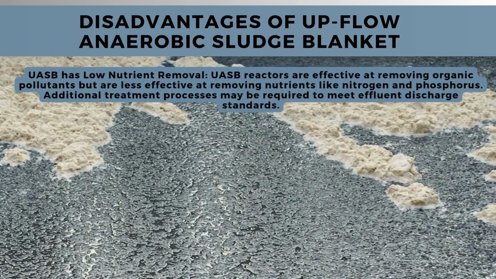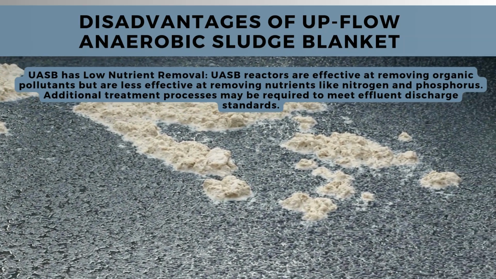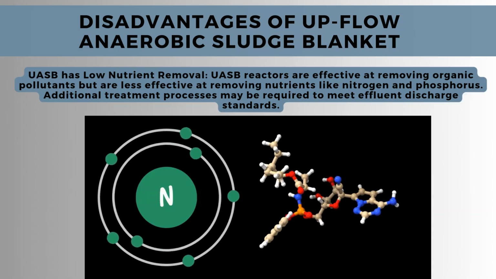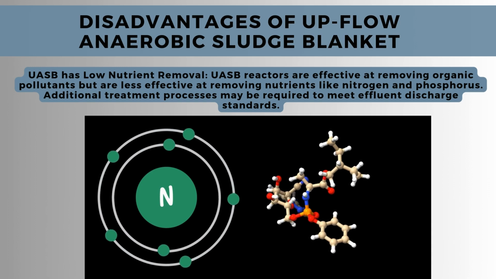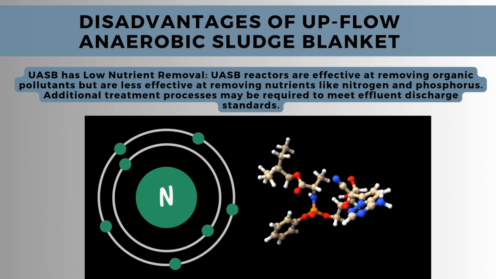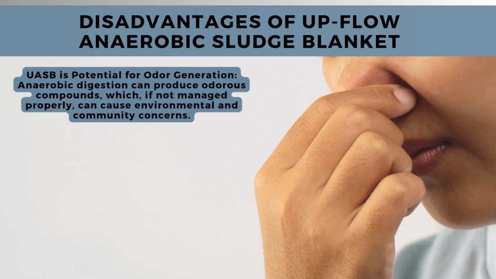Also, it has low nutrient removal. The upflow anaerobic sludge blanket reactors are effective at removing organic pollutants, but are less effective at removing nutrients like nitrogen and phosphorus. Additional treatment processes may be required to meet effluent discharge standards. Lastly, there is potential for odor generation. Anaerobic digestion can produce odorous compounds which, if not managed properly, can cause environmental and community concerns.